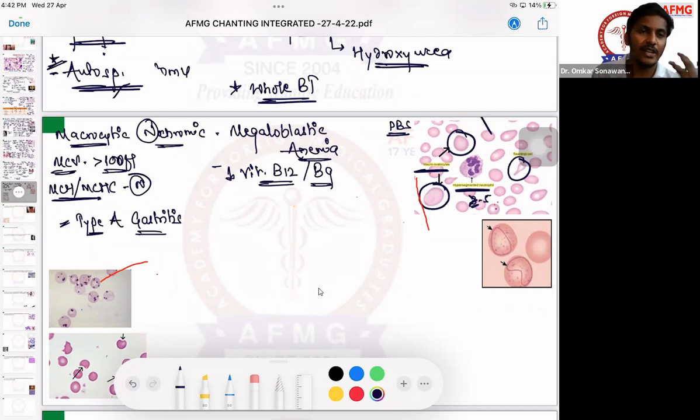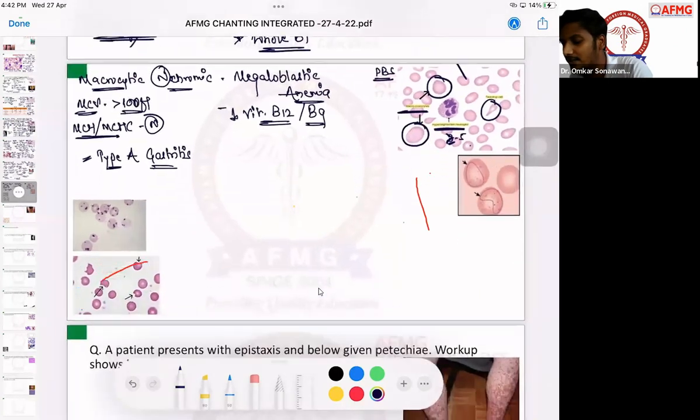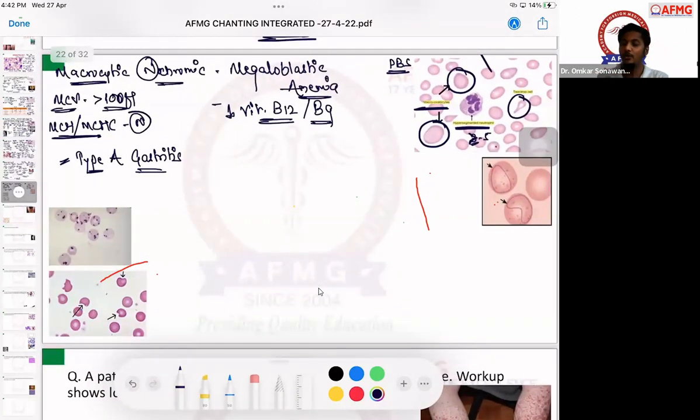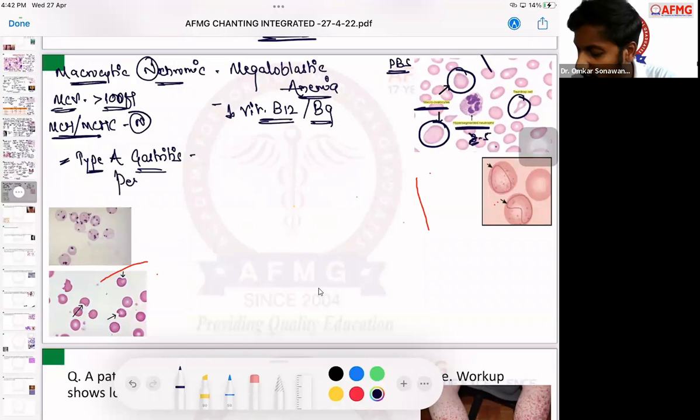Anybody? Deficiency of intrinsic factor causes vitamin B12 deficiency, but deficiency of HCl will cause which type of anemia? We discussed this. Please let me know. So in type A gastritis, there can be megaloblastic anemia in the patient due to vitamin B12 deficiency, which is called pernicious anemia.